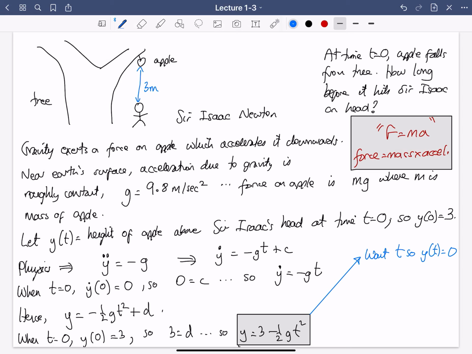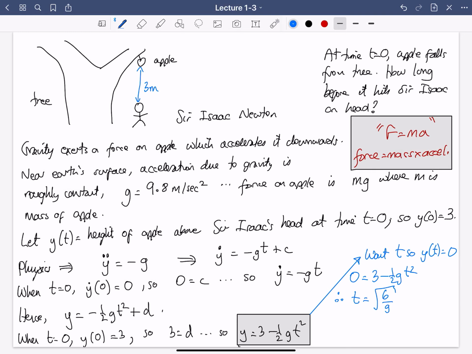So we want 0 to equal 3 minus a half g t squared, so that's the time when it hits Sir Isaac on the head. So let me see, I just bring the half g t squared over to the left. I need to times by 2 and divide by g. I get 6 over g, that's t squared. I need to square root it.